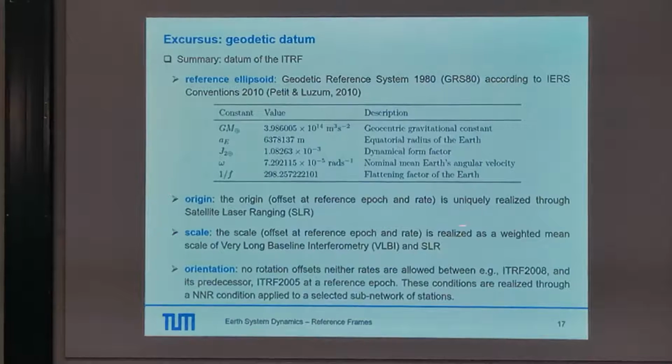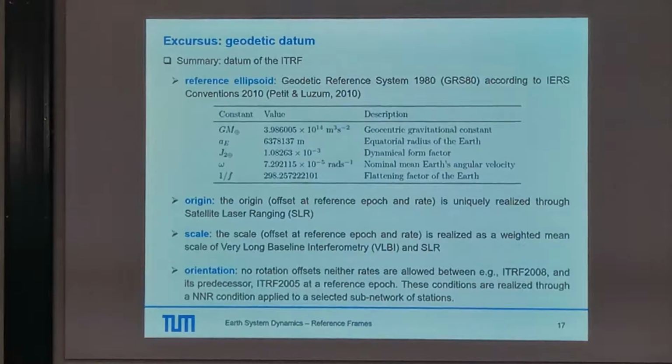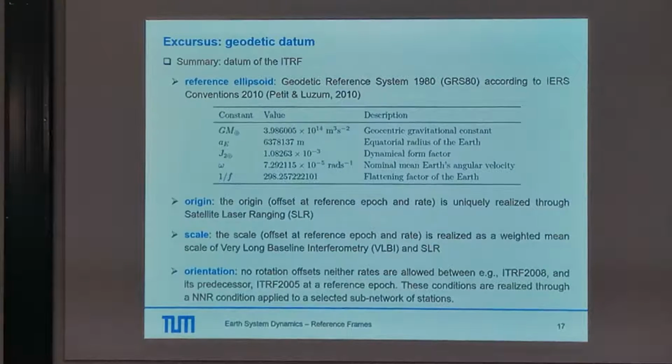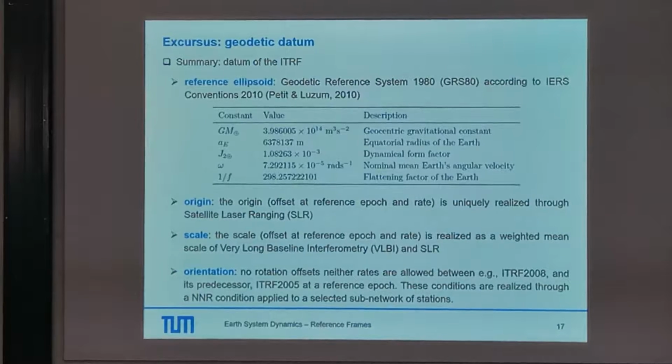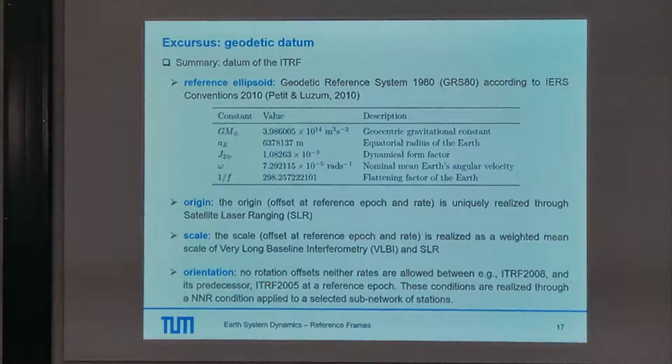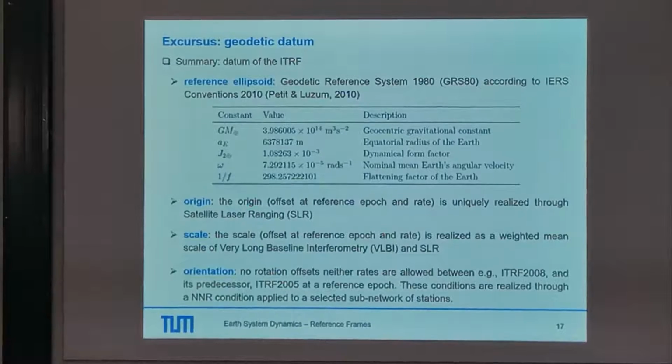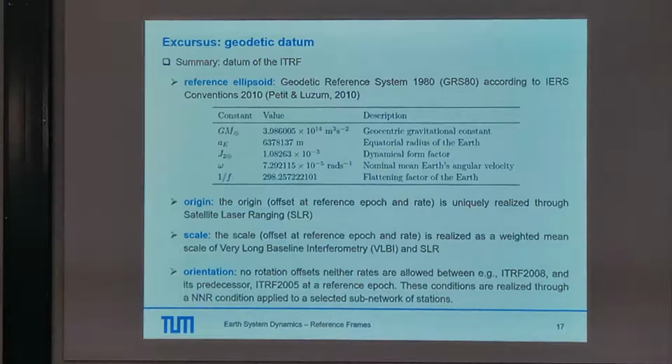The scale is realized as a weighted mean scale of VLBI and SLR. So here, in fact, it's the same. Since SLR is an optical measurement technique, so we shoot a laser pulse towards the satellite, it's reflected and coming back. It's not delayed by the troposphere. That's why it can be used in order to really accurately define the scale. Same holds not in principle for VLBI, since VLBI is a microwave technique, as GNSS and DORIS.